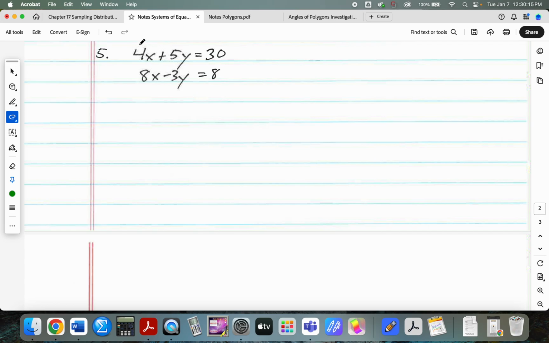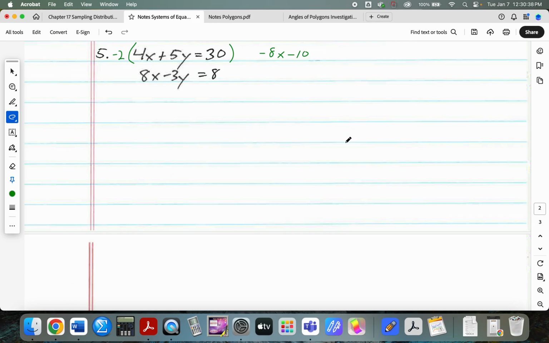Simply multiply the first equation by -2. By the way, the most common mistake on these, other than losing the negative sign, is forgetting to distribute all the way through the equation. People will multiply the first two parts by a number and then forget to multiply the last part by a number. So this is going to be -8x.